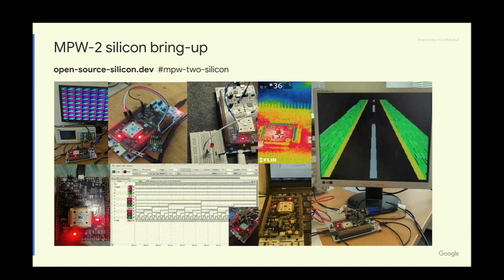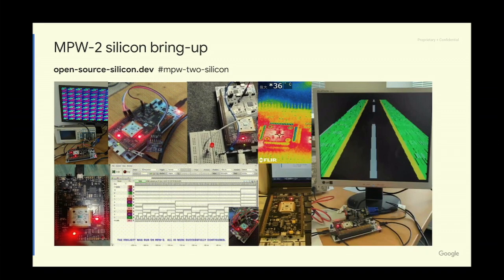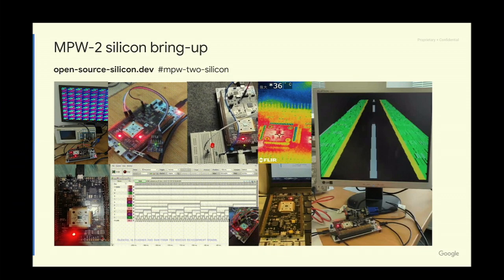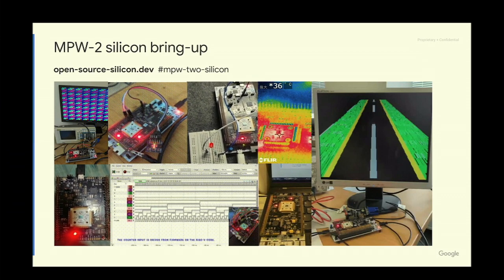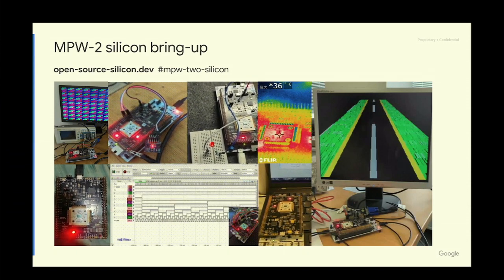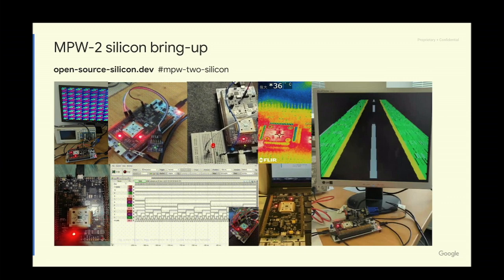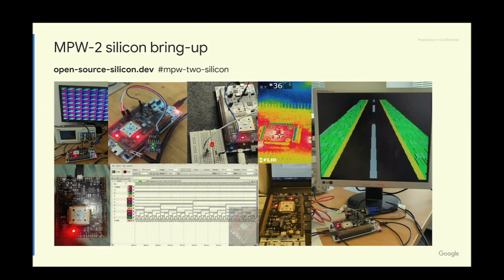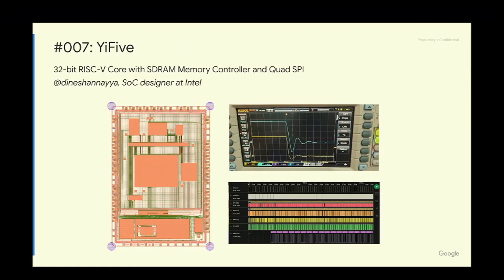So MPW-2 was finished and delivered in June. So this was as of a little over a month ago. We had 40 different projects all submitted. These are all of them alive and blinking on their test benches. And so I have a few examples I can share of some fun ones that we saw from the second group. The first, this project is called Yi-5.